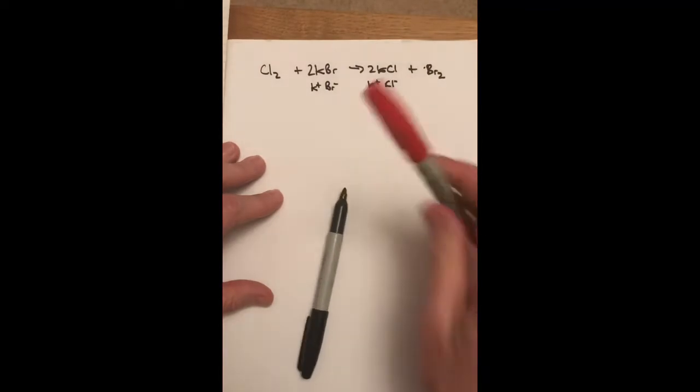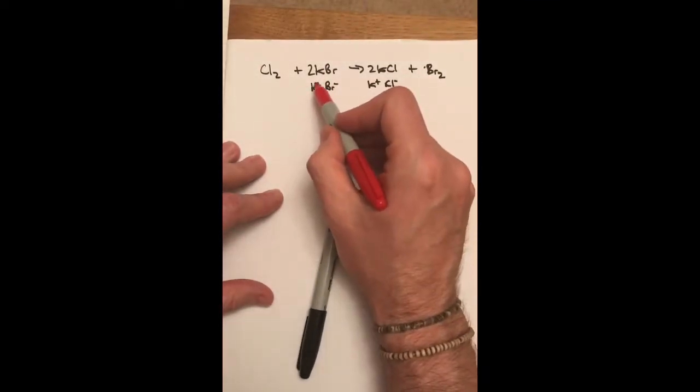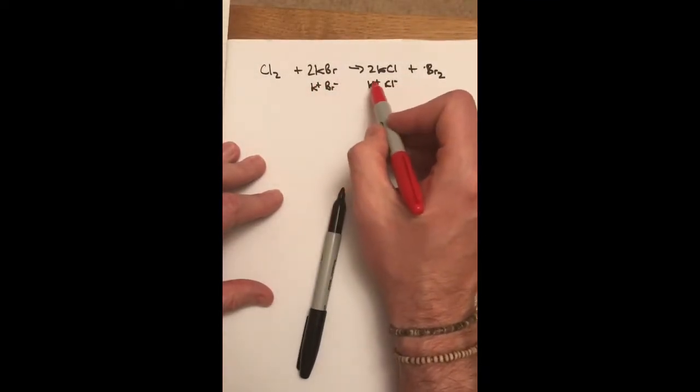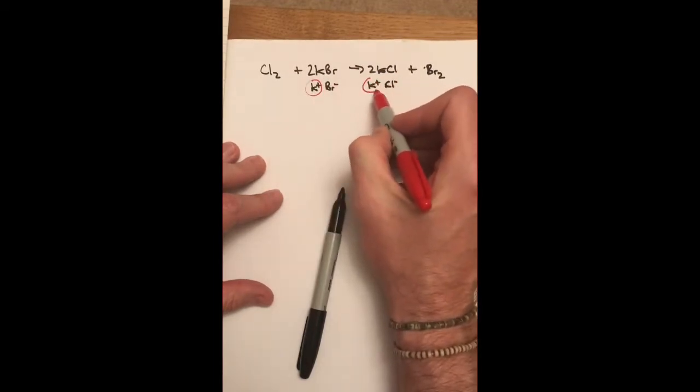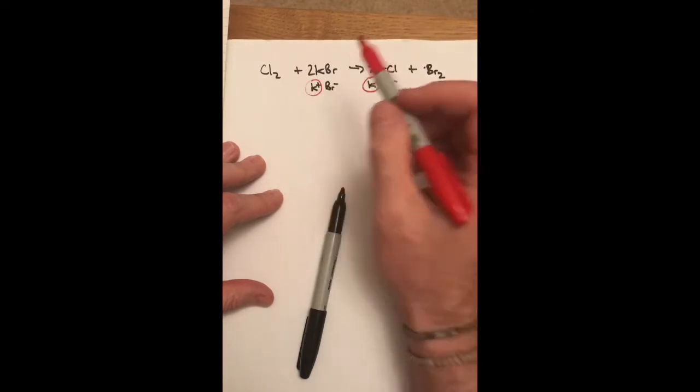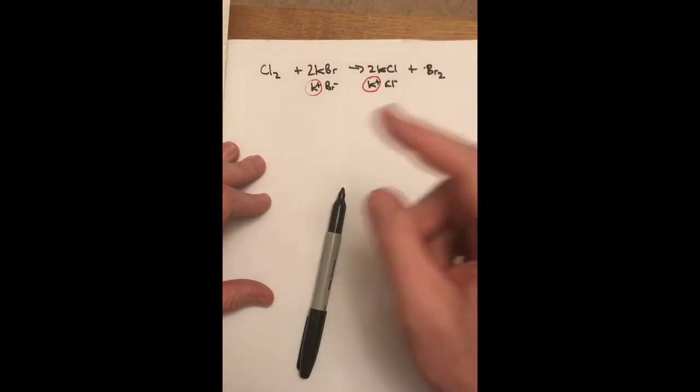And you can notice that the K is a potassium ion here, and it's a potassium ion here. So that is not changing during the reaction. So what I can do is remove that. Remember, it's called a spectator ion. I can remove that from the reaction.